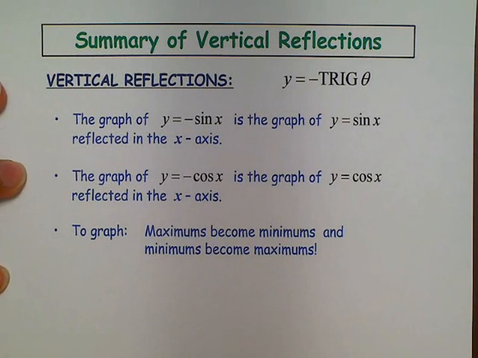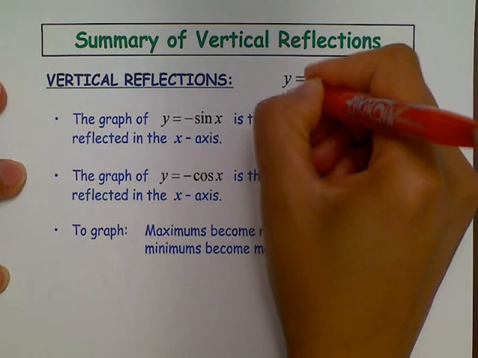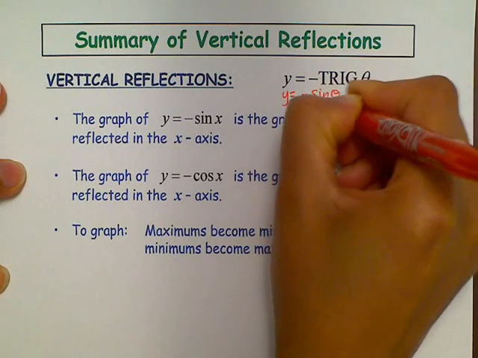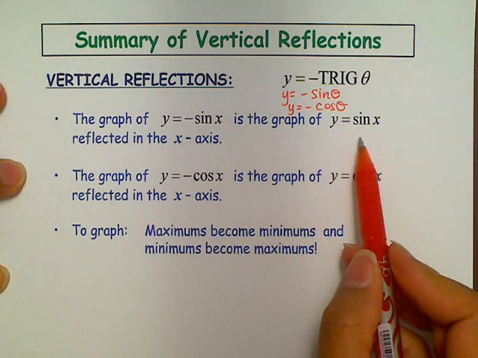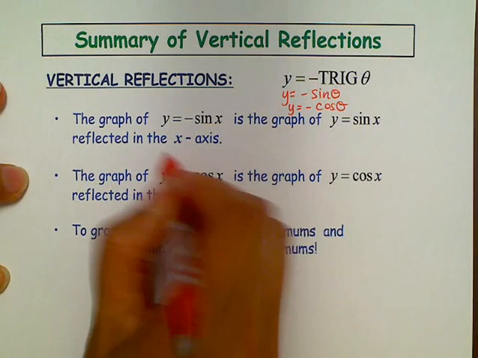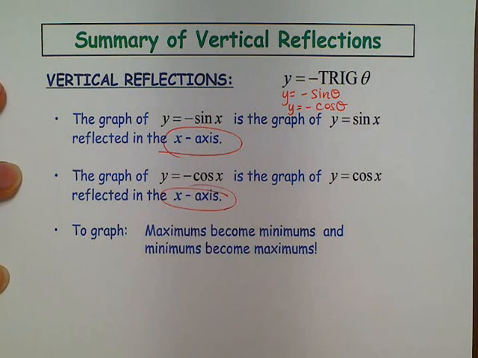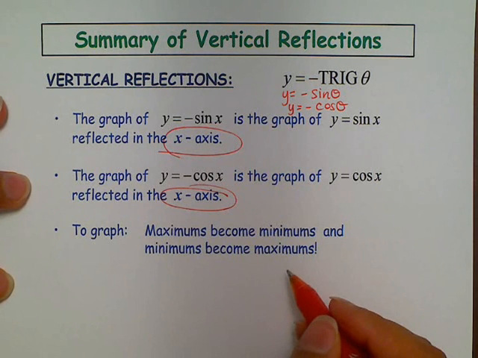Okay, vertical reflections. Just to summarize, we're not going to look at horizontal reflections, just focus on vertical reflections. If you have y equals negative trig theta, this would look like y equals negative sine theta or y equals negative cos theta. The graph of y equals negative sine is the graph of y equals sine reflected in the x-axis, and the same thing with the cosine graph, it's reflected in the x-axis.